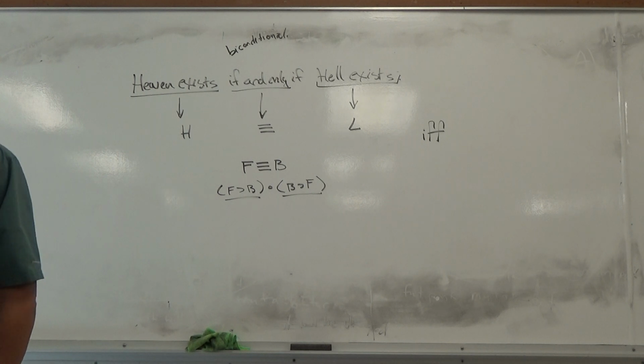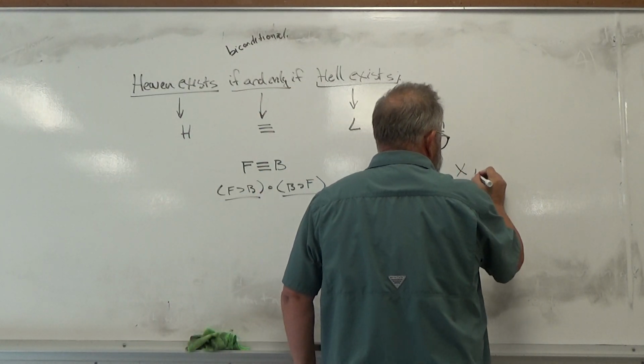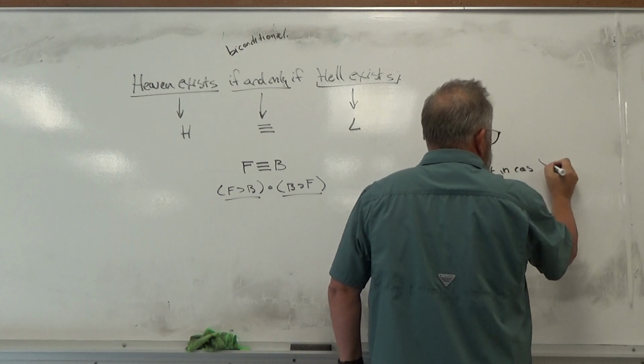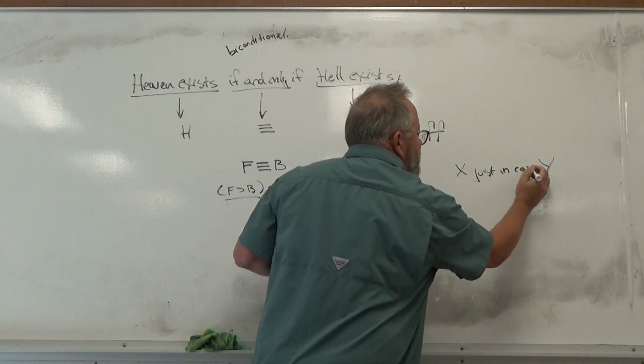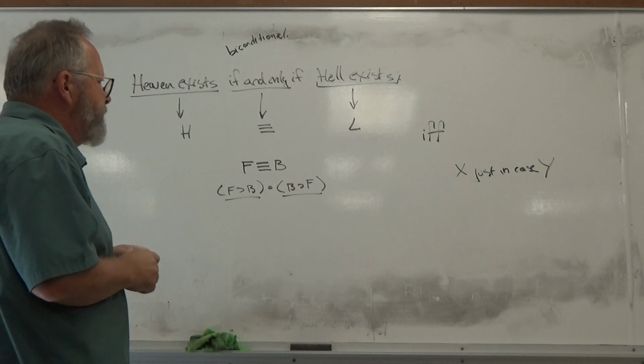Okay. Just a couple more things. The phrase just in case. So X just in case Y. How do we translate that? Well, I have seen professional philosophers, logicians, mathematicians use it differently. Sometimes it's just a plain old hook, sometimes it's a biconditional. There is no consistent use of the phrase just in case, okay? So we are going to avoid saying just in case because it's not clear what it means. There's no agreed upon consistent meaning for just in case.